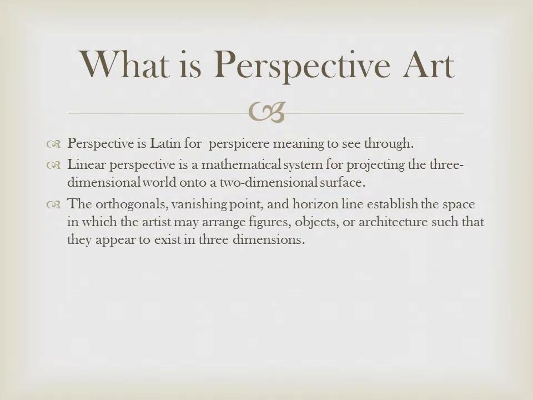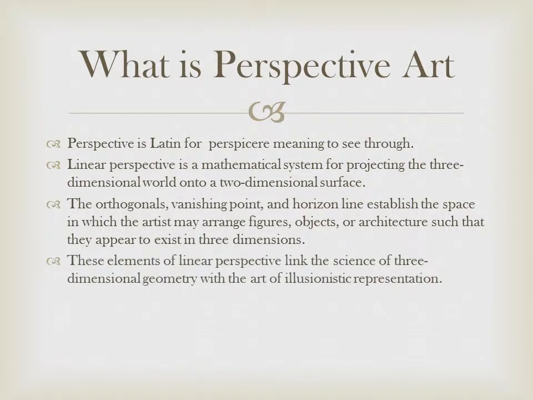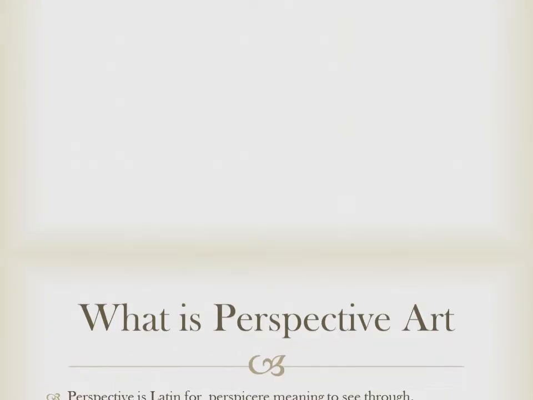The orthogonals, vanishing point, and horizon line establish the space in which the artist may arrange figures, objects, or architecture so that they appear to exist in 3D. These elements of linear perspective link the scene of three-dimensional geometry with the art of illusionistic representation.